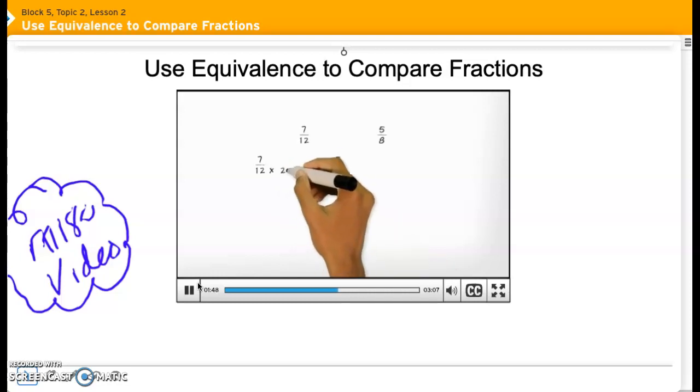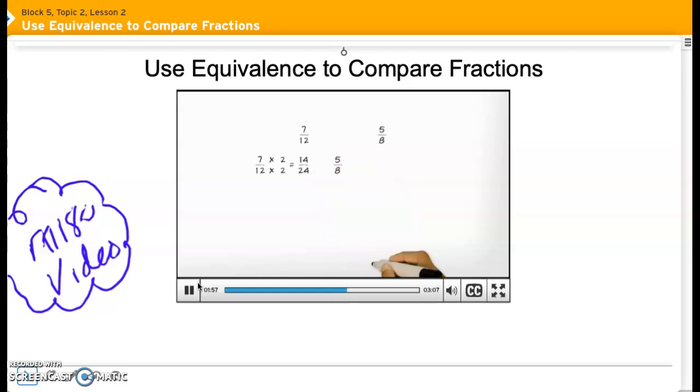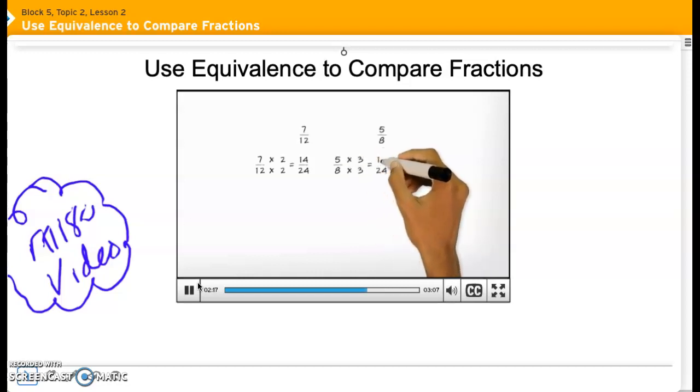You probably know that 12 times 2 is 24. Remember that you can write an equivalent fraction by multiplying the numerator and denominator by the same number. So we'll multiply the numerator and denominator of 7/12 by 2 and see that 7/12 is equivalent to 14/24. 8 times 3 is 24. So we'll multiply both the numerator and the denominator of 5/8 by 3 and get 15/24.